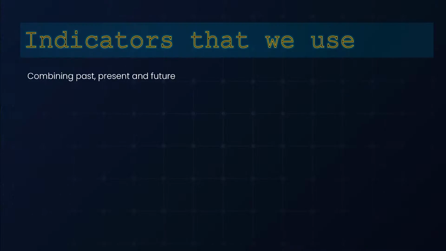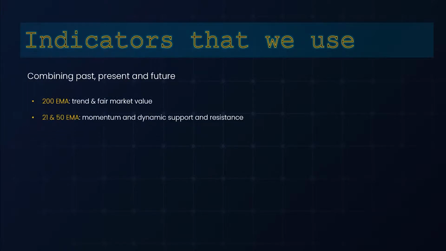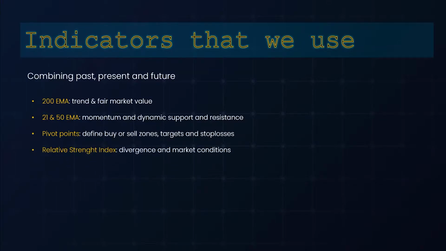So once we're on the chart, we will be going over the 200 EMA, used for trend and fair market value, the 21 and the 50 EMA, used for measuring momentum and dynamic support and resistance. Then we'll show you how to use pivot points, and that we use them to define our buy and sell zones, targets and stop losses. Then we'll talk about the RSI and that we use it to spot divergence and measure market conditions. Then we'll talk about the stochastics, that we can use as an extra confirmation to pull the trigger, and it also can be used to spot divergence.